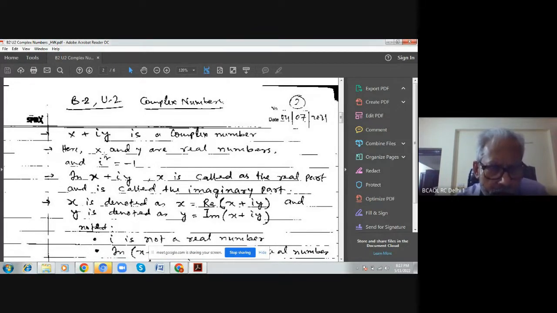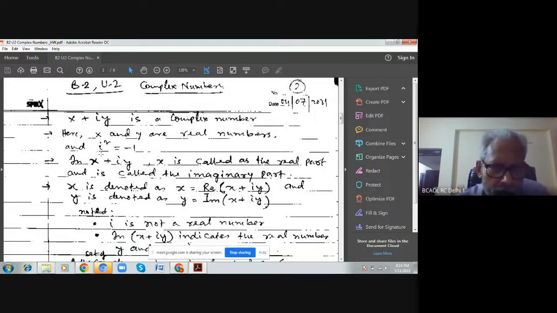Here you look, x and y are real numbers, and iota is the imaginary part. If we square it, the root goes away and i squared is equal to -1. That you have to keep in mind. That is one of the points you have to remember.